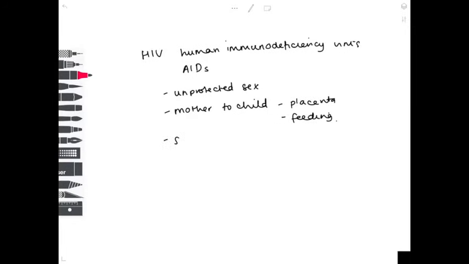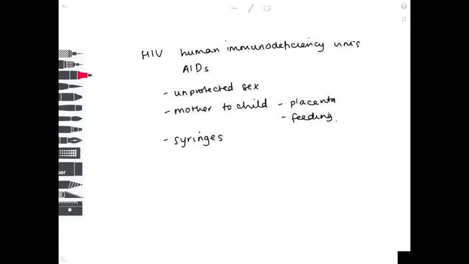And then syringes, so drug users are at risk of getting HIV because obviously if they share syringes, which is a very disgusting practice anyway, but if you share a syringe with someone with HIV, their contaminated blood will obviously be injected into you, and so that can cause the spread of HIV that way.